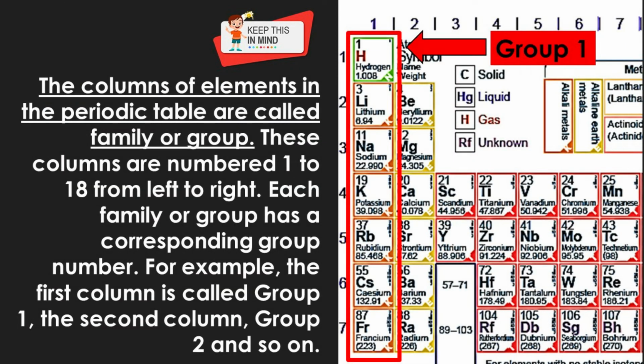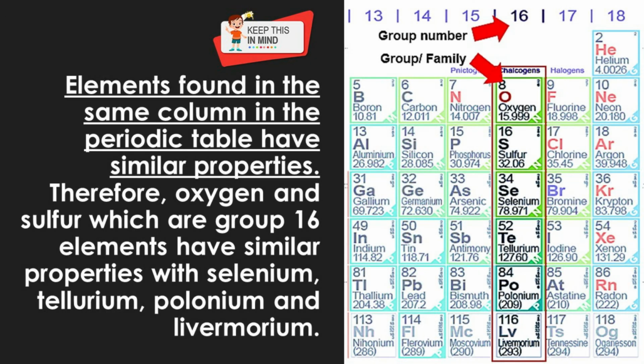Keep this in mind. The columns of elements in the periodic table are called family or group. These columns are numbered 1 to 18 from left to right. Each family or group has a corresponding group number. For example, the first column is called Group 1, the second column, Group 2, and so on. Elements found in the same column in the periodic table have similar properties. Therefore, oxygen and sulfur, which are group 16 elements, have similar properties with selenium, tellurium, polonium, and livermorium, as you can see on the left.